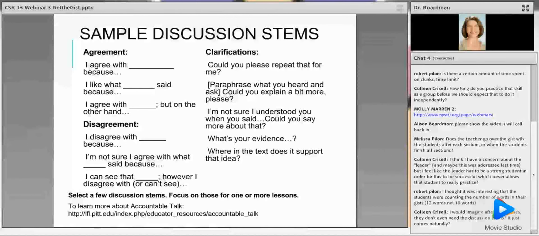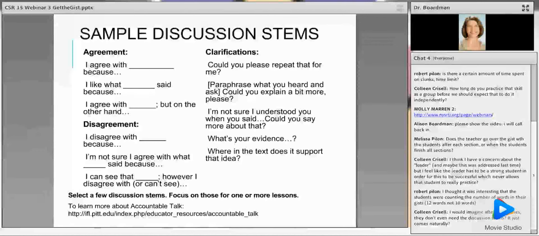For example, clarifying. What is your evidence for? I was in a class not long ago, and the teacher had taught the students to ask each other to prove it. So as I was going around and listening in on the conversations, if somebody gave an idea that was not supported from the text, another student would say, prove it, and that would be a signal that the student had to go back to the text and to explain a little bit more about their reasoning.